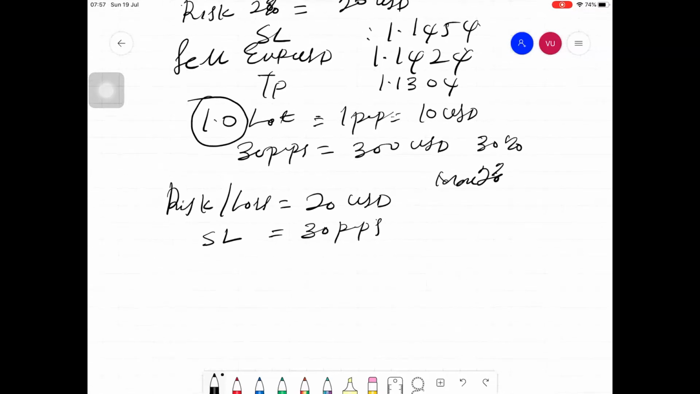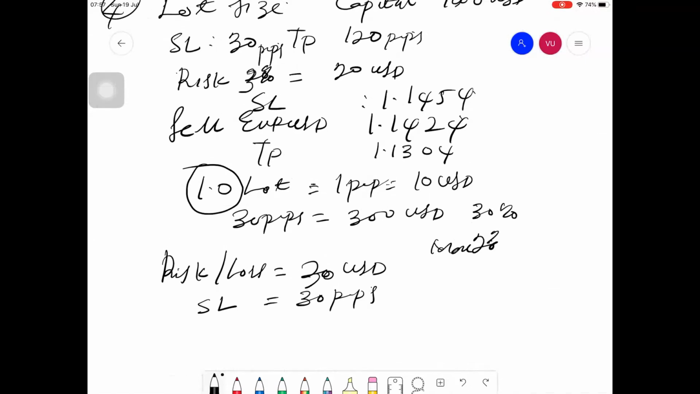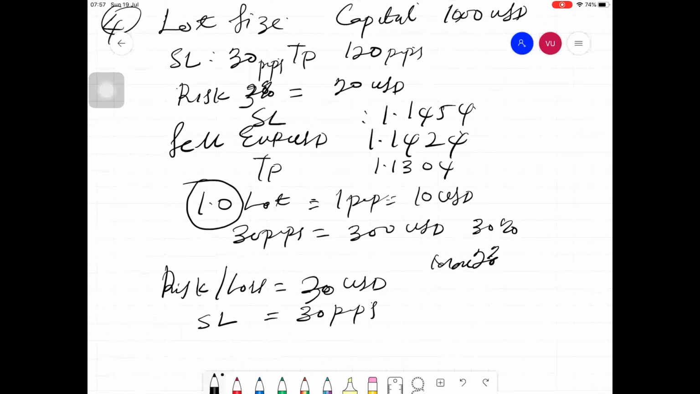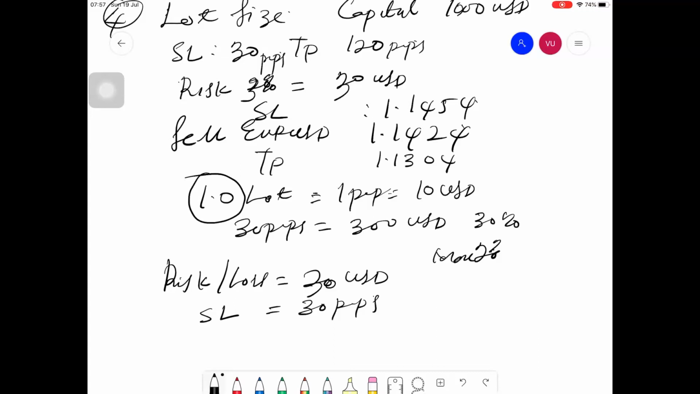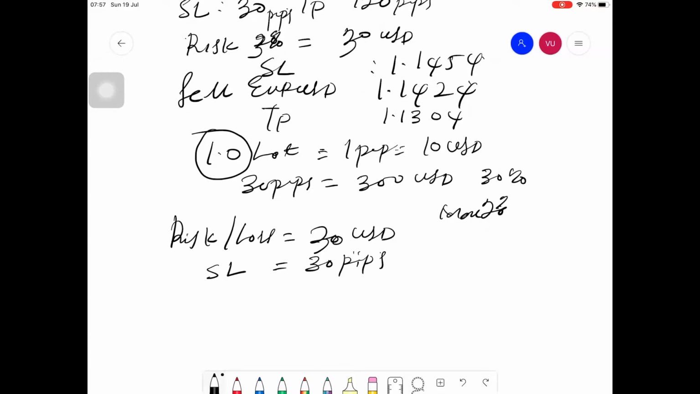Just for convenience, let me make this 3%, so that the calculation will not be giving me fractions. 3%, $30. So let's say we are risking $30. So 30 USD, stop loss is equal to 30 pips. Now you divide your risk by stop loss, 30 over 30, which equals 1, so it equals $1 per pip is what you want to trade.